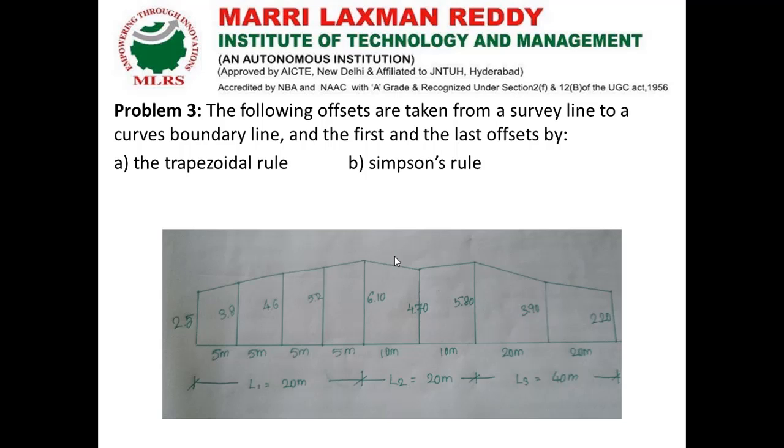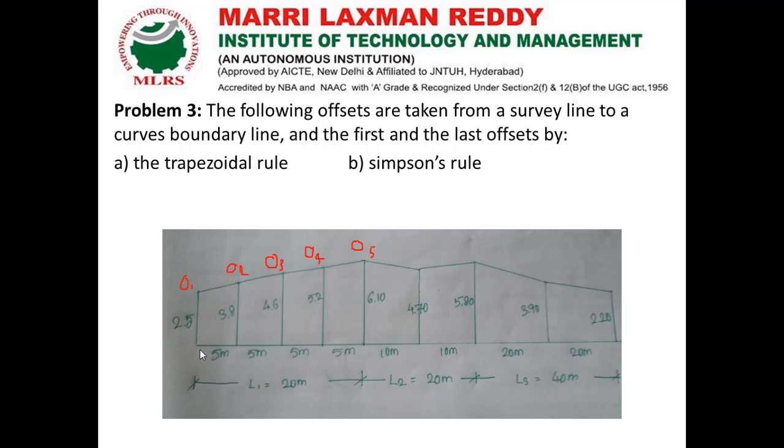So next, the third problem. The following offsets are taken from a survey line to an irregular, that is curved, boundary line. Calculate the area by the trapezoidal rule and Simpson's rule. This is our given data. Here the ordinates are O1, O2, O3, O4 and O5.